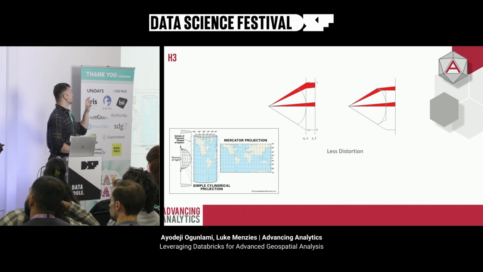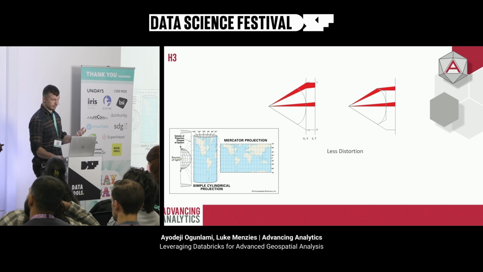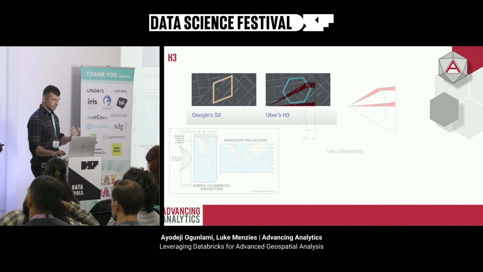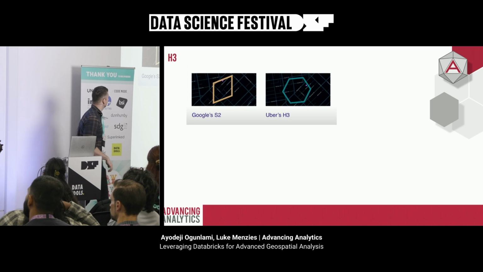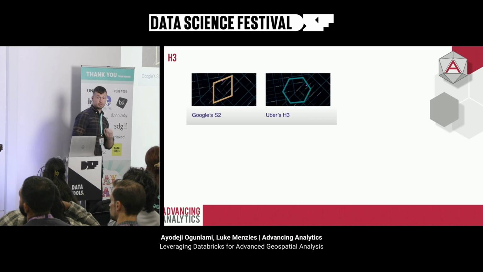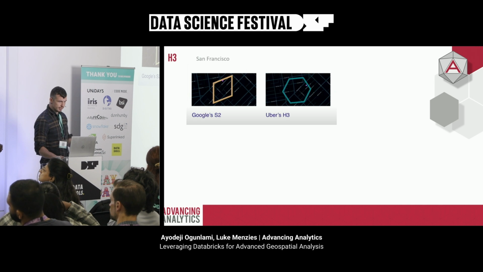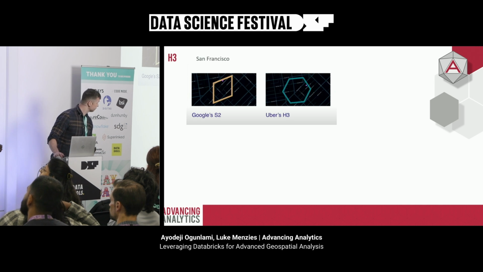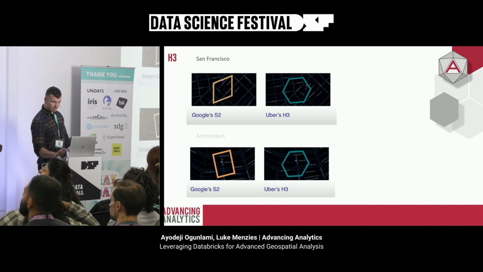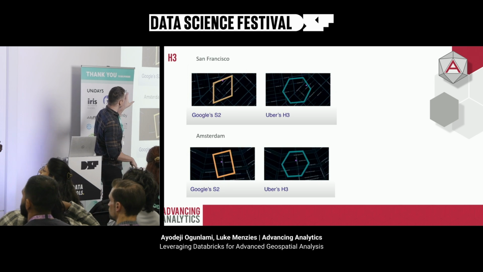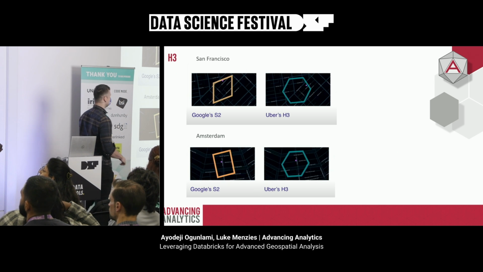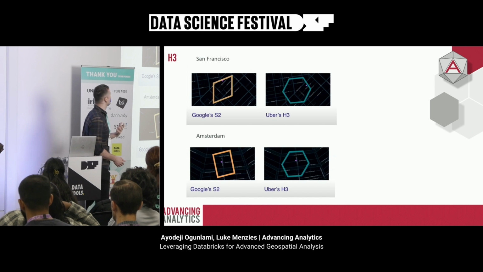If you use that projection with different tiling systems, let's have a look at this. This is Google's S2, which, believe it or not, is actually a square. This is in San Francisco. And going back to our example of Amsterdam, if you look here, the square turns from a diamond to a square, whereas the hexagon actually preserves its shape a lot better.